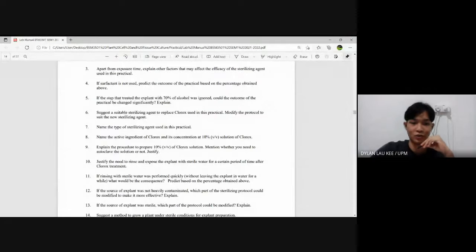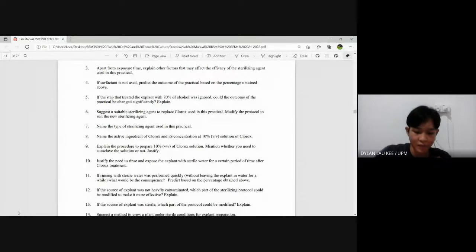So I would like to try for this question. The percentage of contaminated and dead explant will increase. This is because the sterilizing agent is not fully washed off from the explant. And then the sterilizing agent is very toxic to the plant, which results in dead explants because it dehydrates the plant. And then rinsing the explant with sterile water long enough is also important to prevent the reintroduction of microorganisms to the explant, just like what Arief just now said.